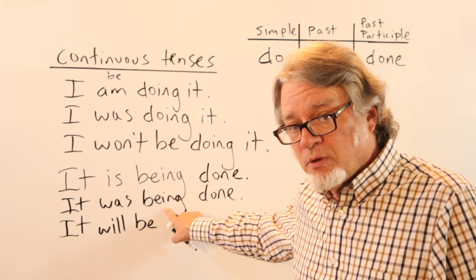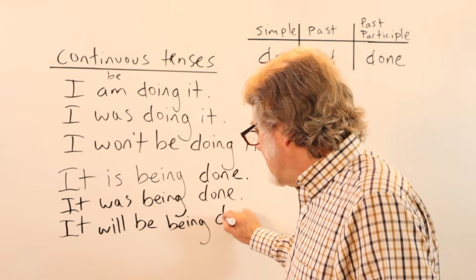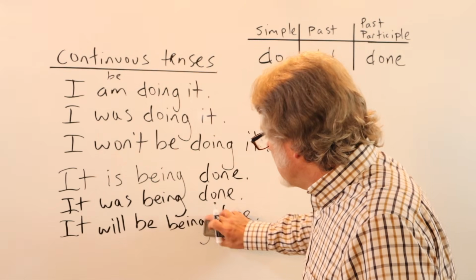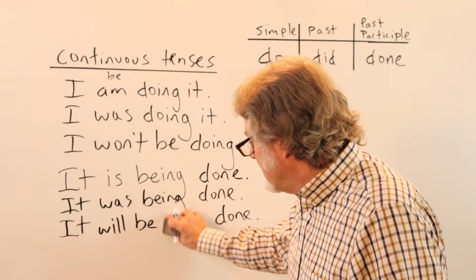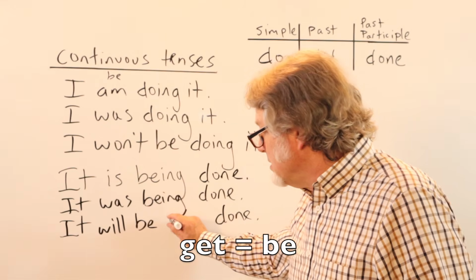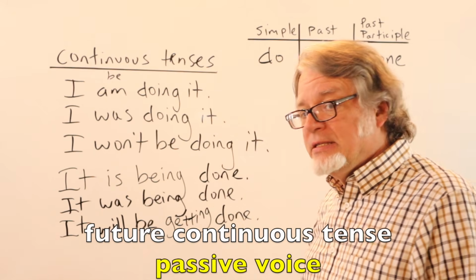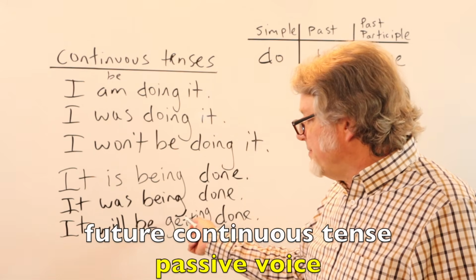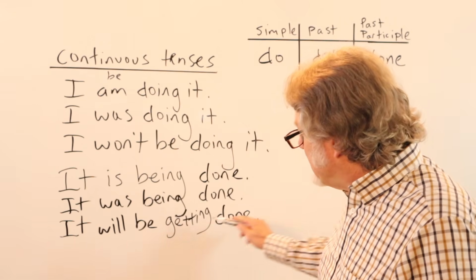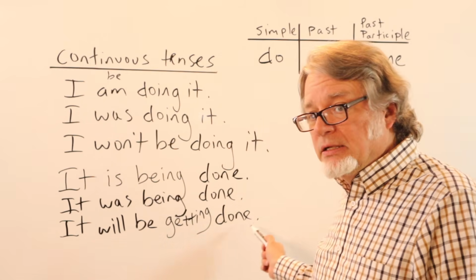This is a small problem. We can't say it will be being done. So instead of using being, you can use getting. Remember that get is a good substitute for the verb be when necessary. It will be getting done. So I have to change this verb, which is helping to make the continuous form, but this doesn't change. This is still the past participle. It will be getting done.